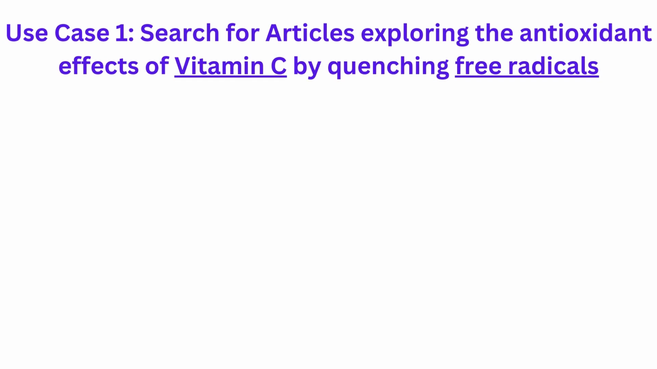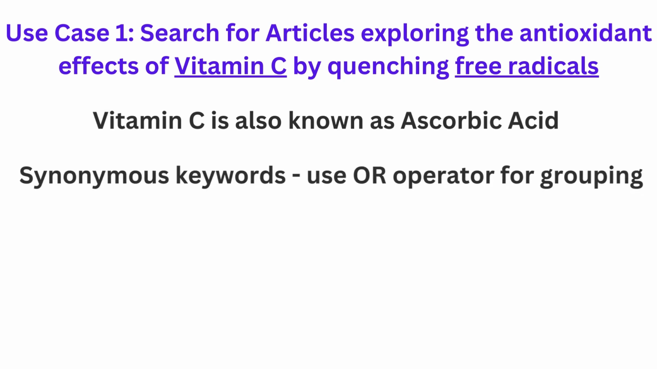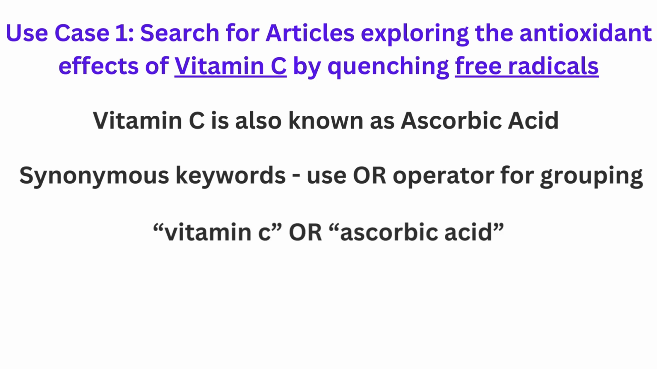The first use case deals with discovering articles related to the antioxidant effects of vitamin C. Vitamin C is also known as ascorbic acid. Synonymous keywords can be indicated in the search by using OR search. The query can be, thus, framed as vitamin C OR ascorbic acid, to include synonymous keywords for vitamin C.